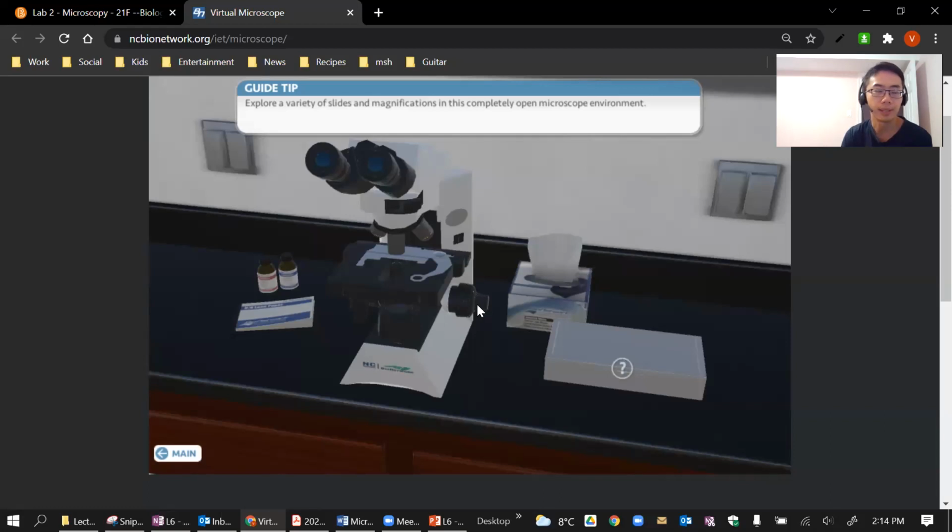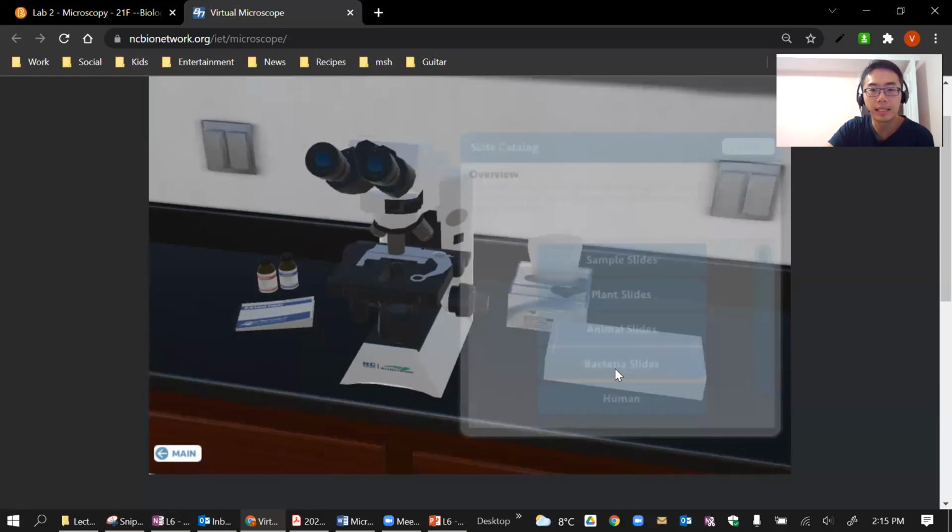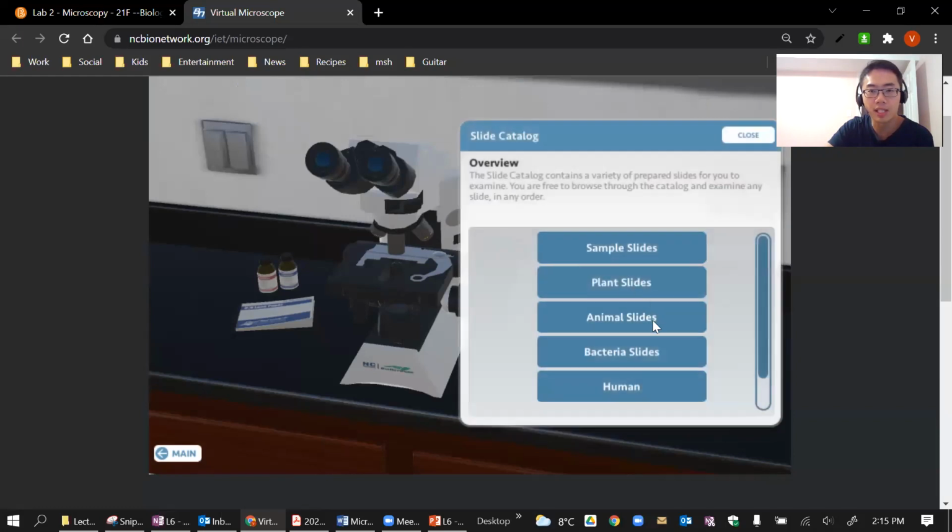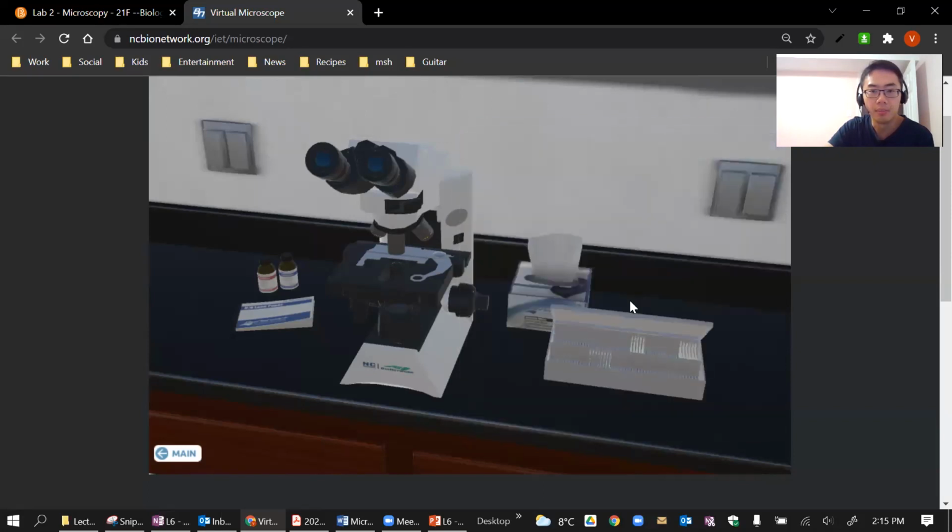In a classroom, I would show you how to use the microscope, and we would actually be preparing slides and things like that. Obviously, we cannot do that in a virtual setting, so the next best thing is a simulation. I know it's not really the real thing, but that's the best we could do at the moment. There are a bunch of different slides here, animal slides and plant slides, with different mitotic phases.